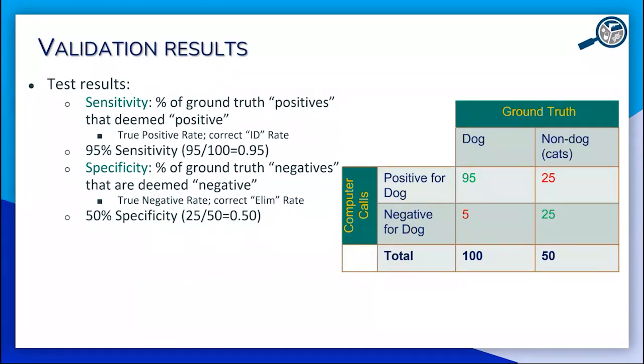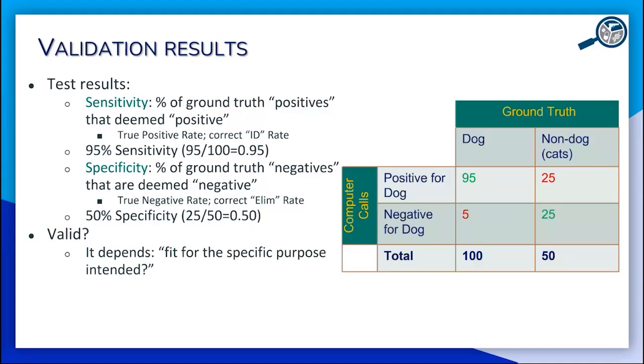So here's our results. I have a 95% sensitivity and 50% specificity. And so the question is, is this valid? And my answer is, well, it kind of depends. Is it fit for the specific purpose intended?